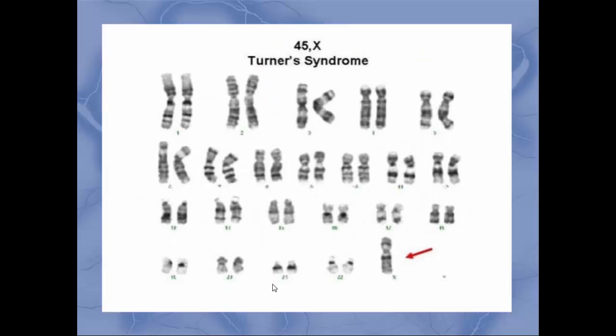Another one called Turner syndrome. Instead of having an X and a Y or XX for female, there's only one X. So this person would be genetically female, but most likely would be infertile because there's not enough female hormones to help sustain a pregnancy. So these are usually infertile.